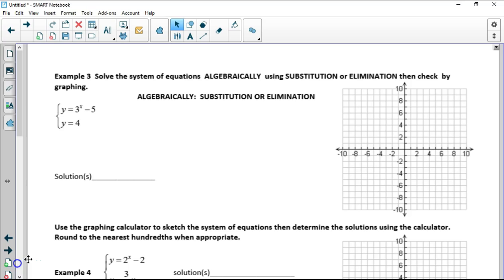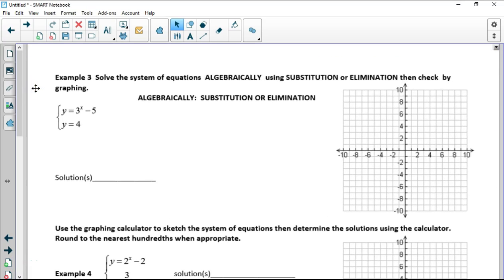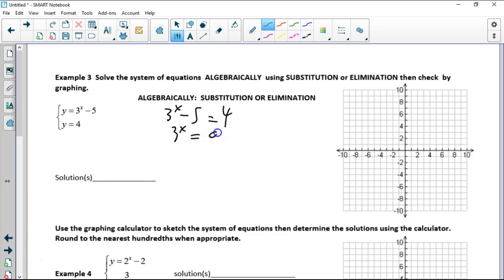Alright, so last page. It says solve using substitution or elimination. Well, with this situation, they're both set equal to y, so you're literally just going to say 3 to the x minus 5 equals 4. Add 5 to both sides. 3 to the x equals 9.